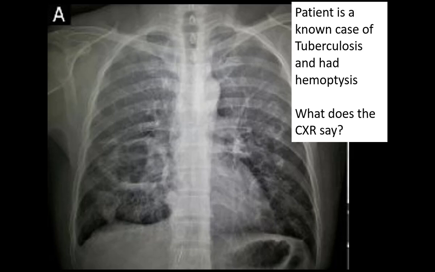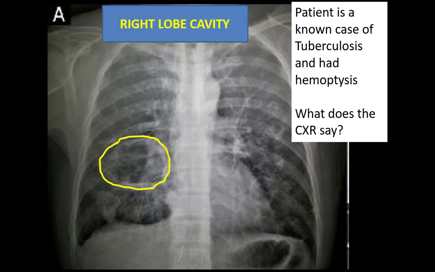Now a patient is a known case of tuberculosis and had hemoptysis. What does the chest X-ray say? There is a cavity on the right side of the lung if you see clearly. Apart from that, there are increased bronchovascular markings. This is a thick walled cavity which is lying in the right side of the lung. So this is a right lung cavity.